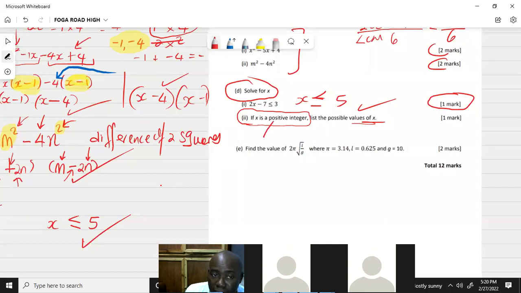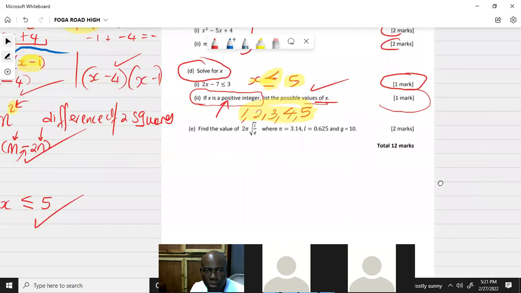But the question doesn't want the negative ones. This time it says if x is positive. So we should be able to list the possible numbers here. First one is 5, 4, 3, 2, 1. They said if x is a positive integer, list the possible values of x. Remember, this question told us that x is less than or equal to 5, which means we're looking for values less than or equal to 5, but they must be integers and positive. These are the positive integers, just regular counting numbers. And if you notice, they don't think it's a big work because they give you 1 mark, because everybody who does math knows those numbers. All right, not bad. Let's migrate to here.